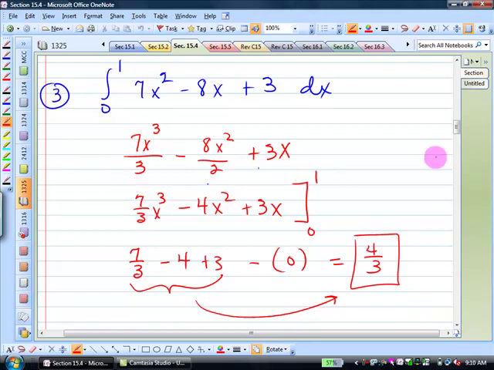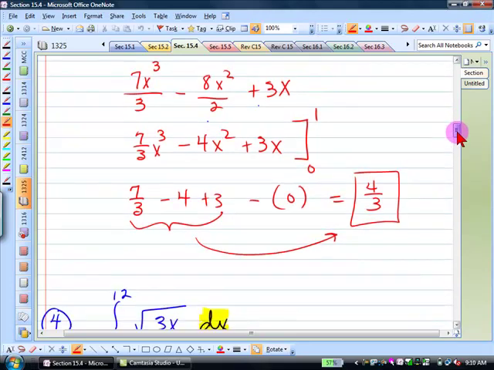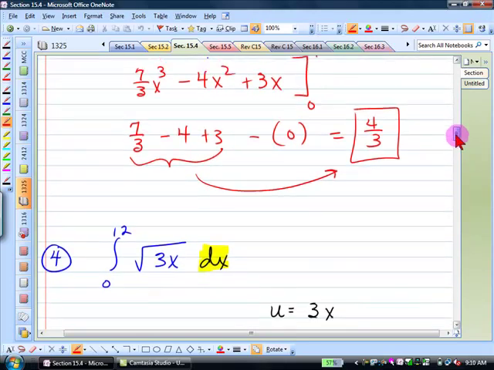Questions? Anybody? We are so not awake. All right. Now you get one of these. You have to use that U-substitution to actually get the integral. From 0 to 12 of the square root of 3x. Okay?